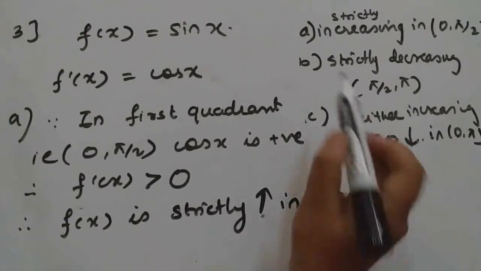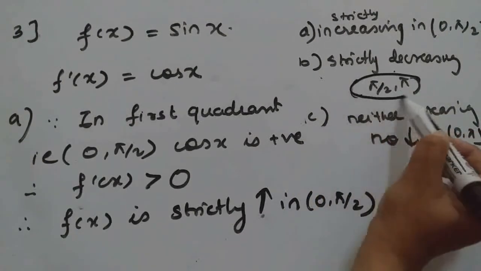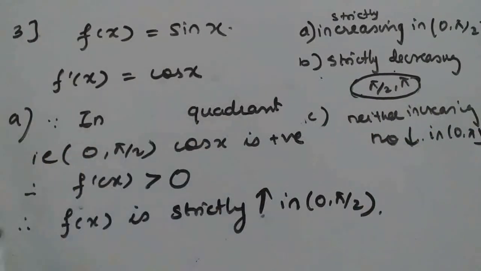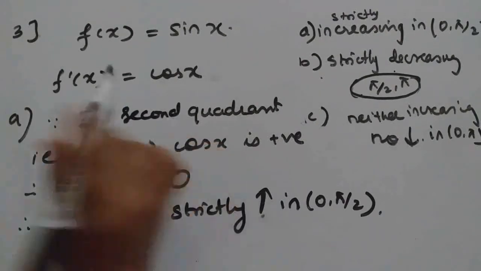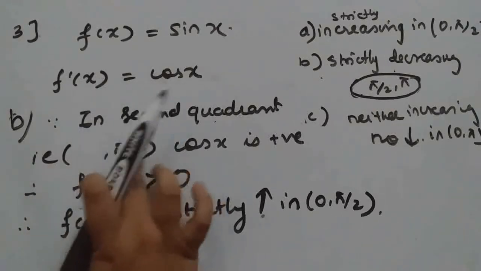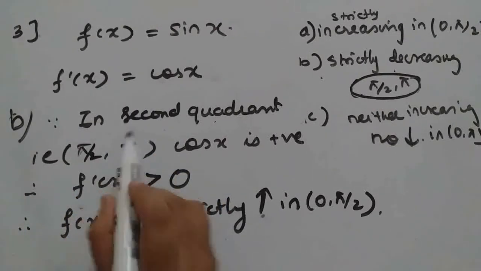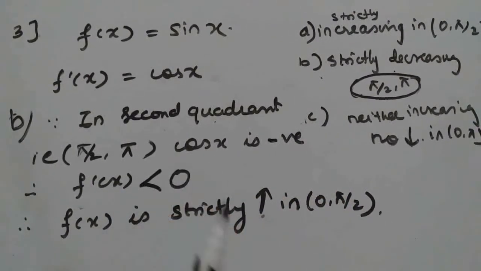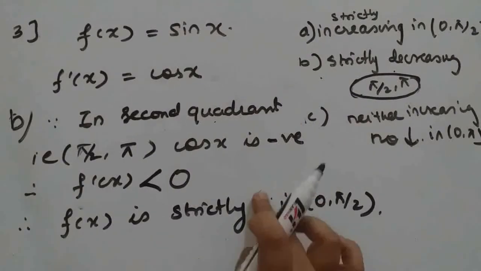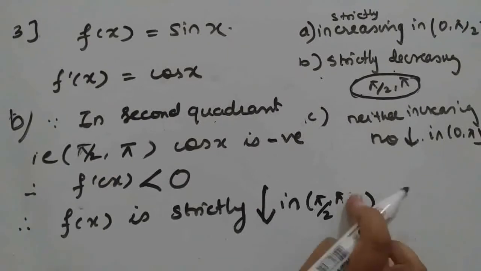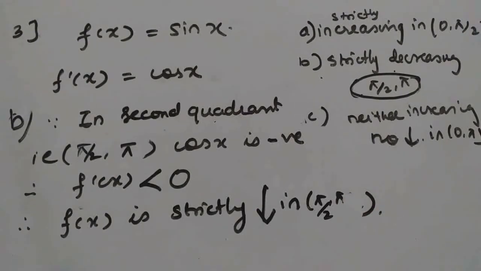Now for the second part, it's strictly decreasing in pi by 2 to pi. So we will write here, in pi by 2 to pi is what? Second quadrant, right? This is the B part. So in the second quadrant, that is from pi by 2 to pi, cos x is negative, so f dash of x will be negative. So f of x is a strictly decreasing function in pi by 2 to pi. Okay, so this is the answer for the second part.